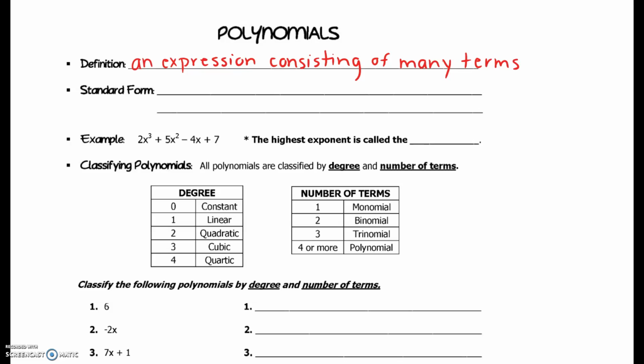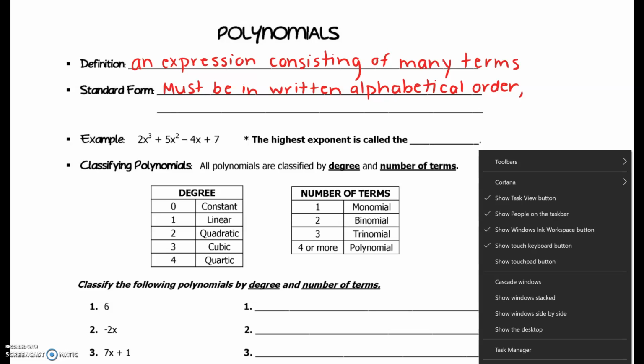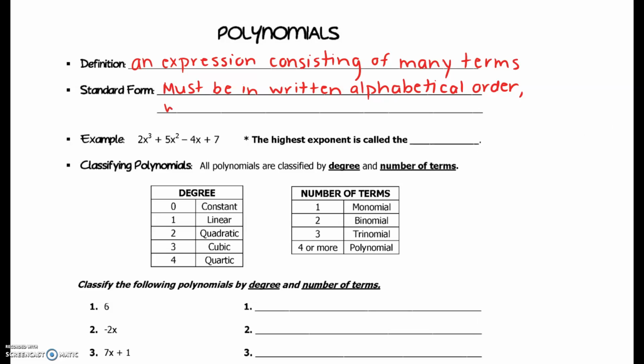Now, we are asking that every time you write your answer to a polynomial, your answer will be written in standard form. There are 2 criteria for this. The first thing is that it must be written in alphabetical order, which means if you have multiple variables, obviously A would come before B and so on. The second criteria is probably more important than the alphabetical order, and that is that we want the highest exponents first.